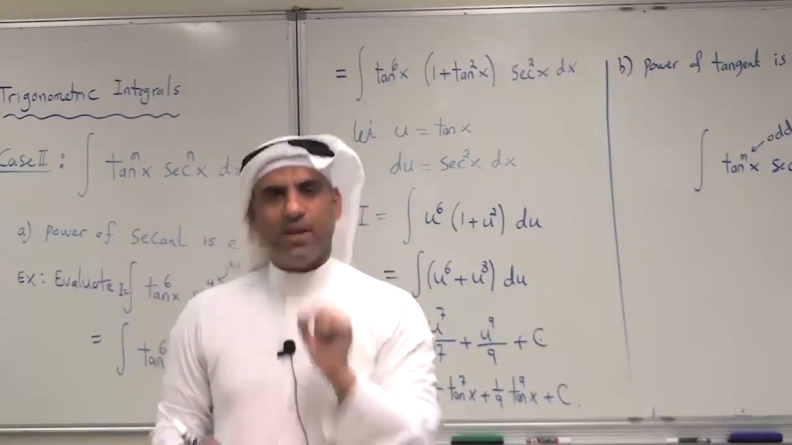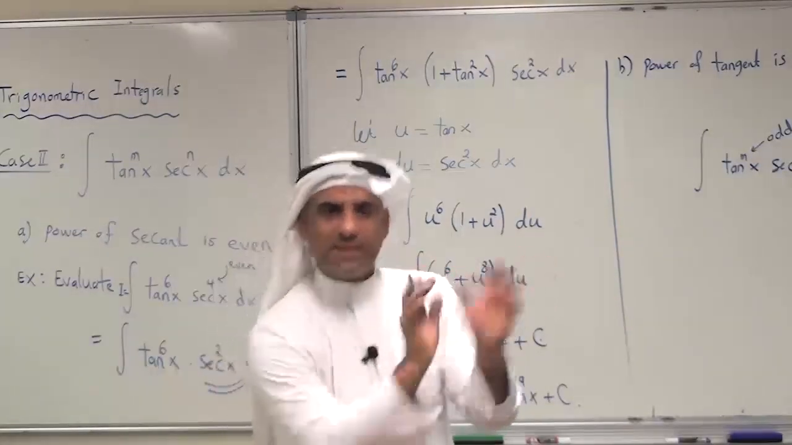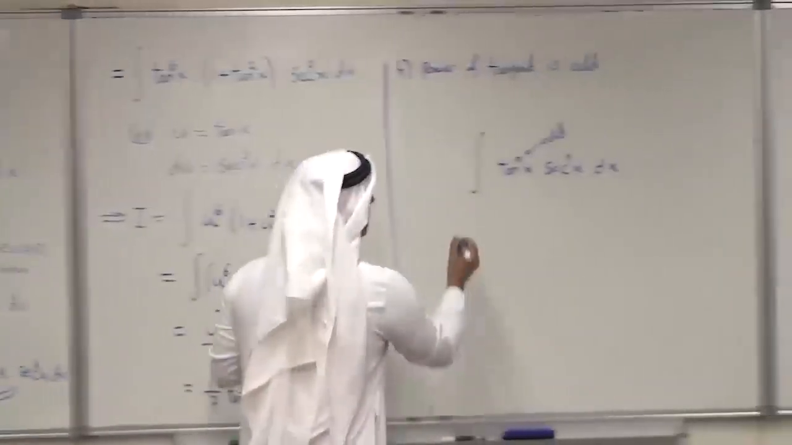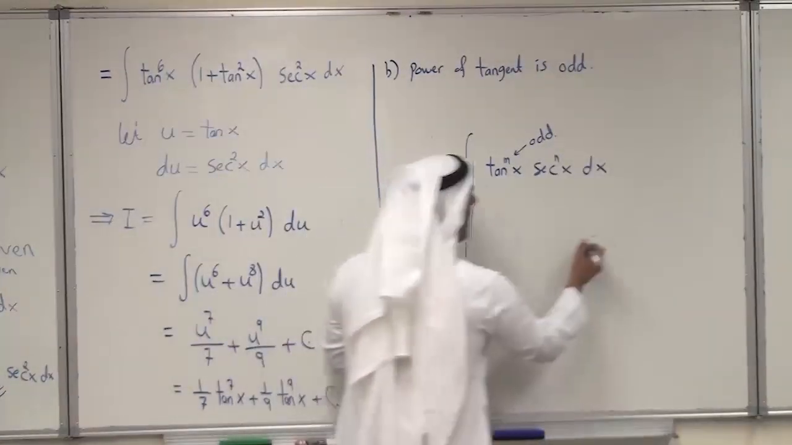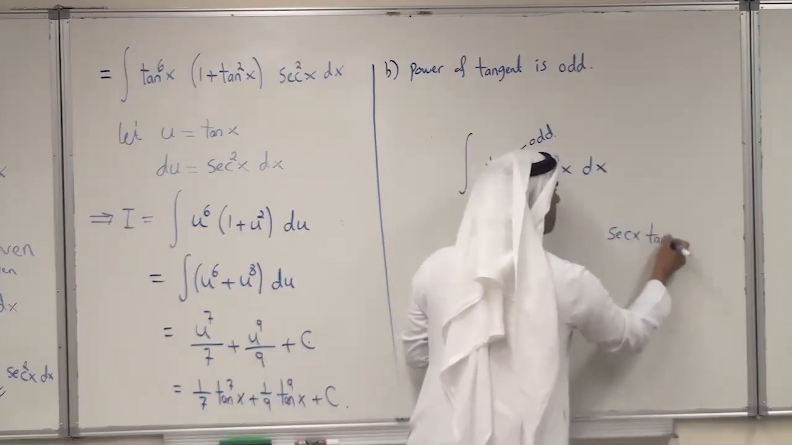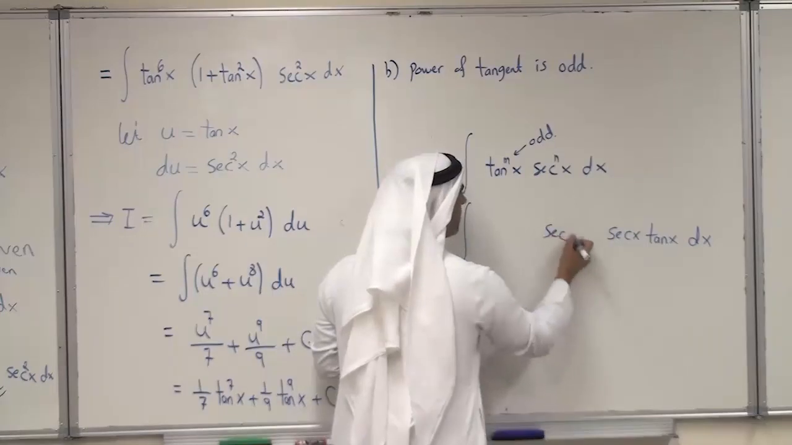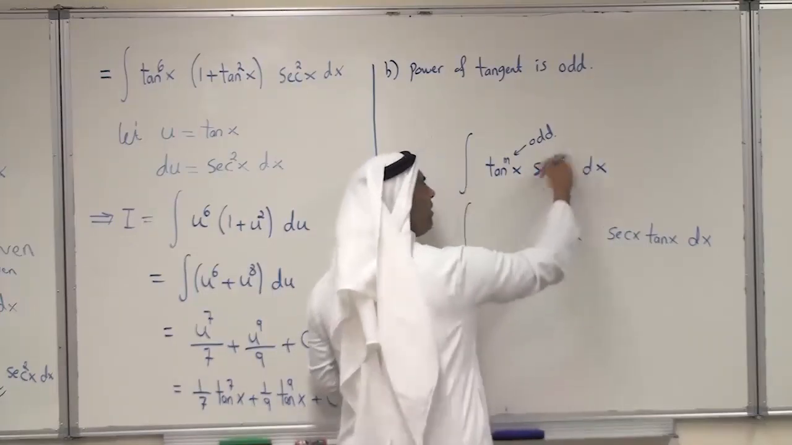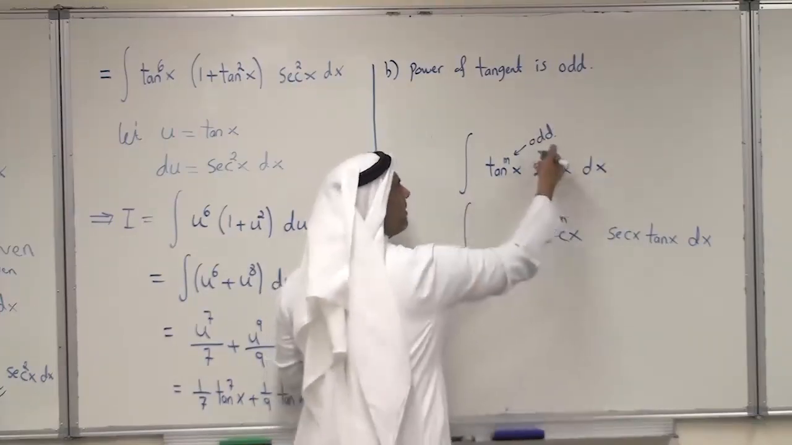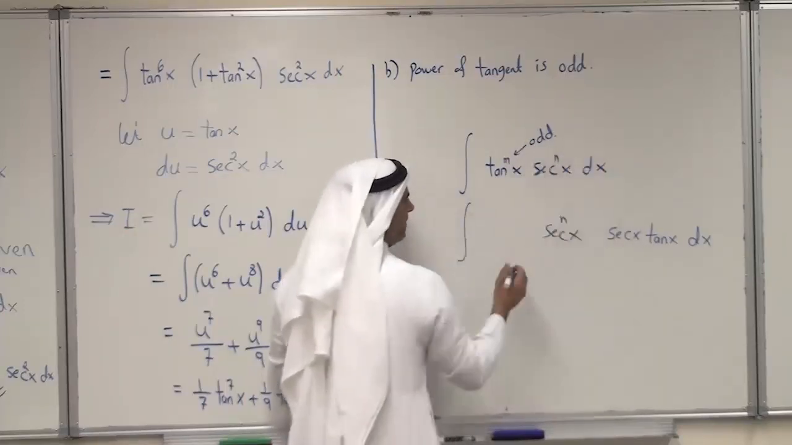So what do we need to save now? We need to save one tangent, one secant. So that's what we will do. So how to treat this one now? I will save one secant function, one tangent function at the end, dx. Of course, I don't care about this. It could be even, odd, whatever it is. Rational, positive, negative, I don't care.